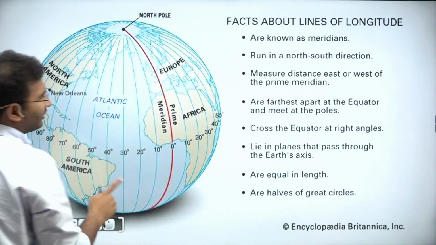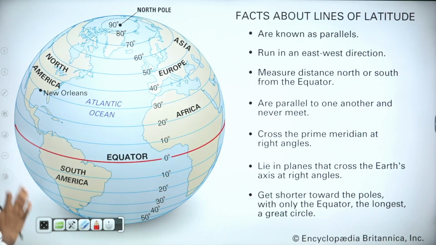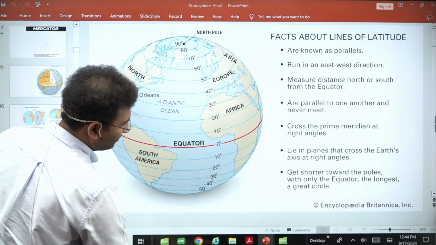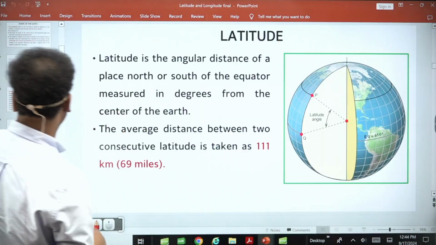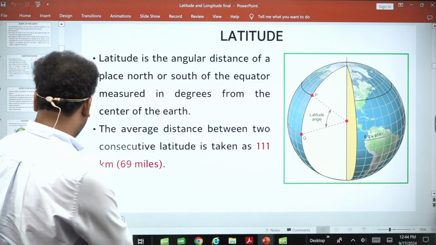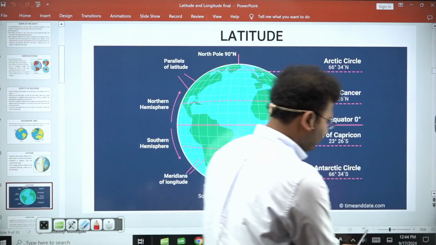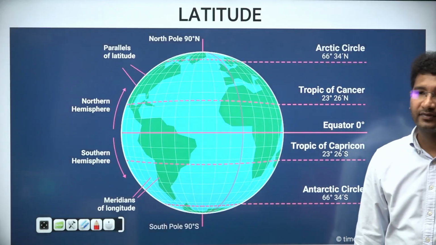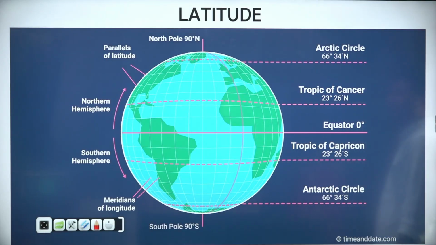The most important latitudes are, these are the most important latitudes. Now what are they? The most important latitudes are none other than Tropic of Cancer, Tropic of Capricorn, Arctic Circle, Antarctic Circle, and Equator.